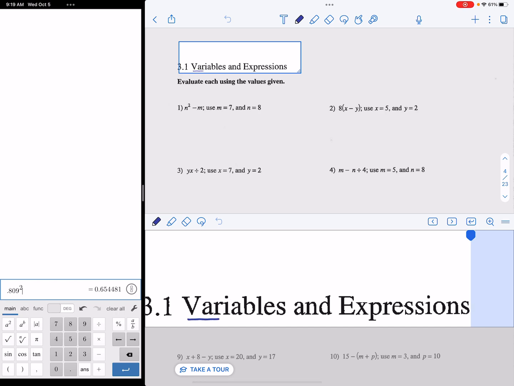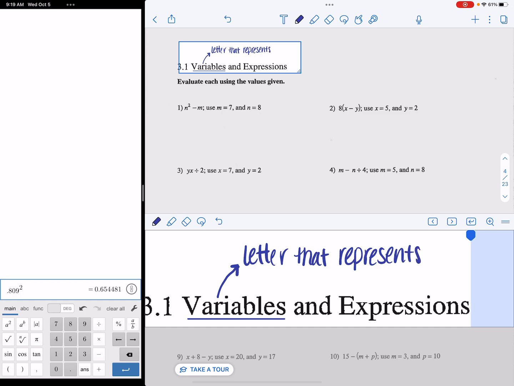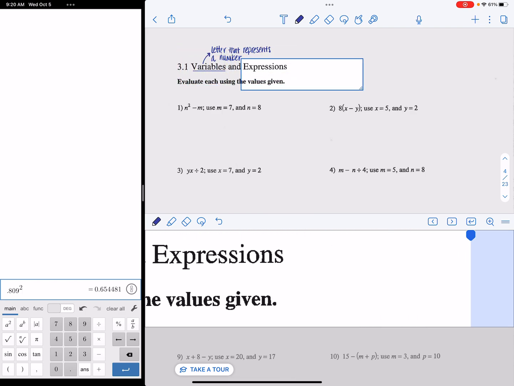Remember that a variable is a letter that represents a number. Letters were easy to use. We easily could have chosen to use symbols or little pictures, but letters were the easiest one to use.